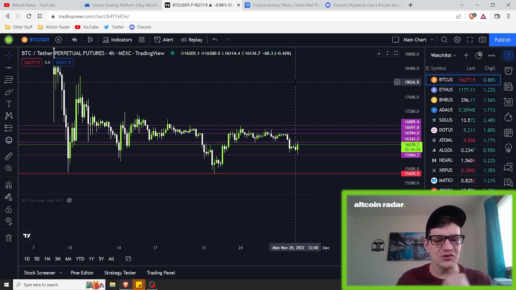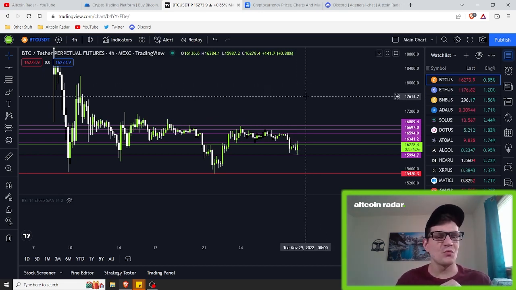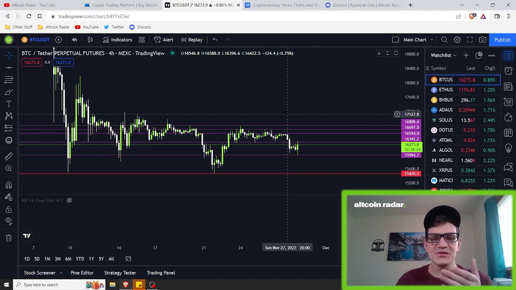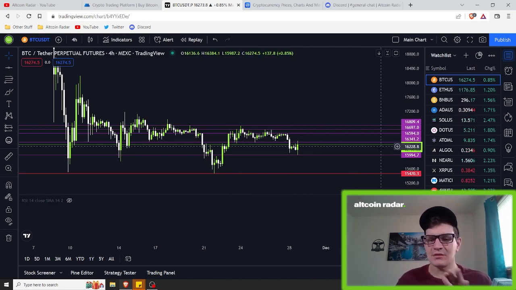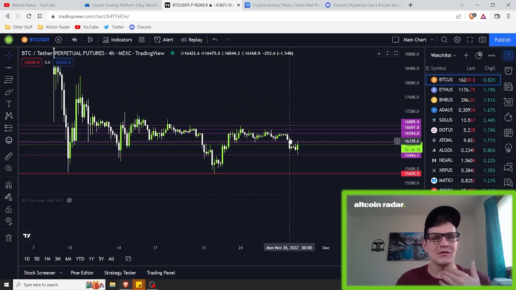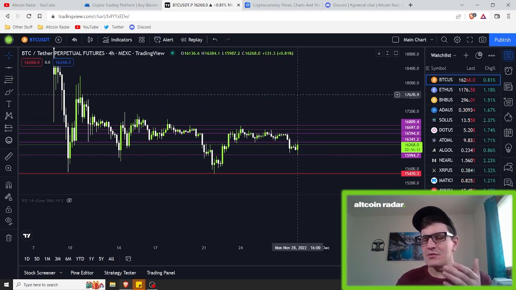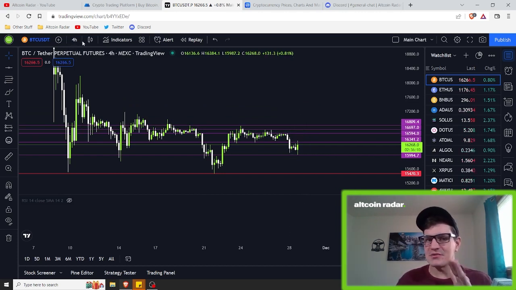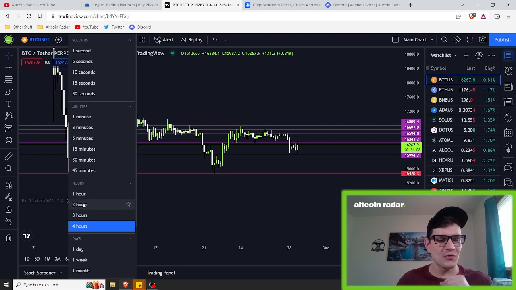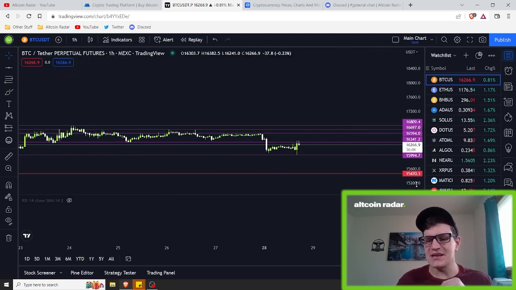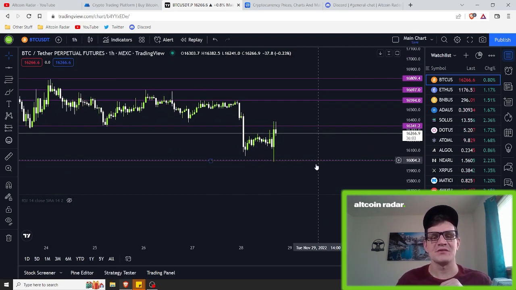Now, if you're unsure on what's going to happen, once you have your lines all set in place and you think on where it's going to go, like I was just discussing, I think if it closes above this resistance line, it's going to continue moving up. What I would do, if you're not 100% sure, is move from the 4-hour chart to the 1-hour chart just to get some kind of confirmation in yourself, okay?